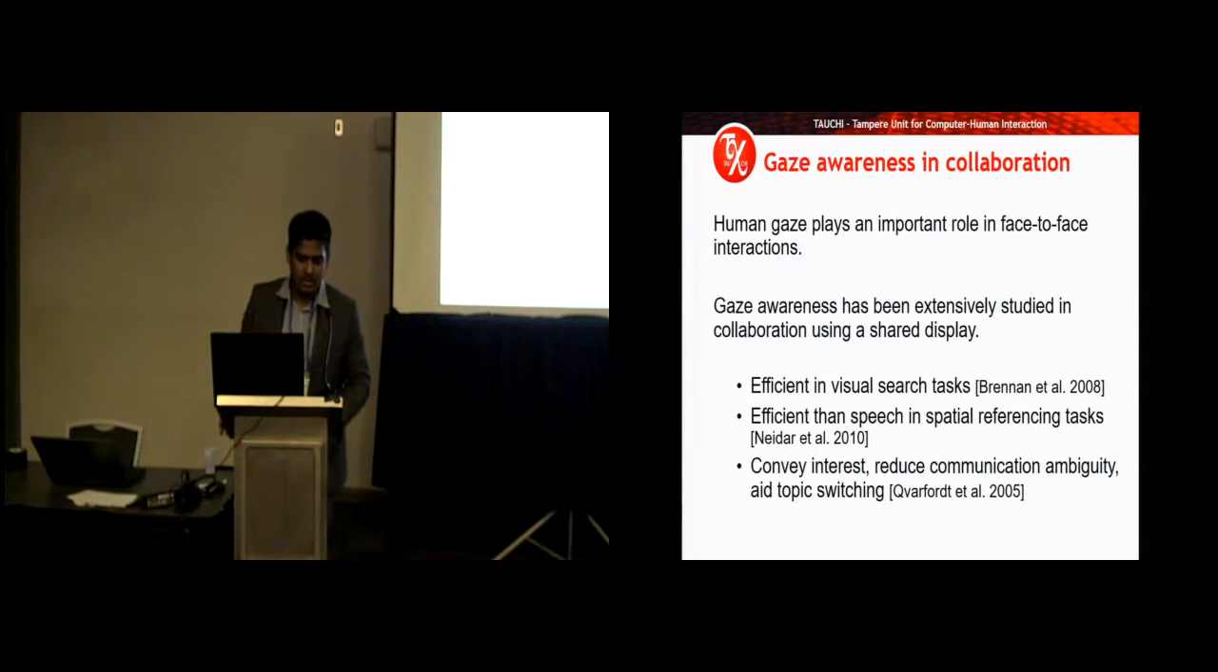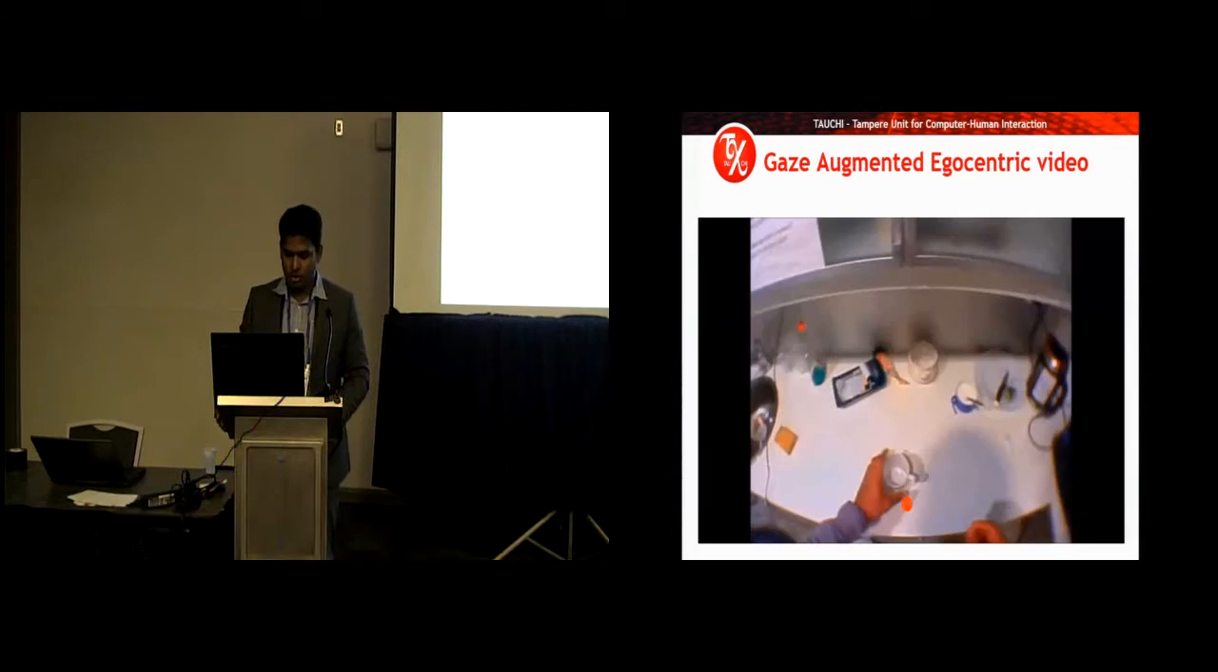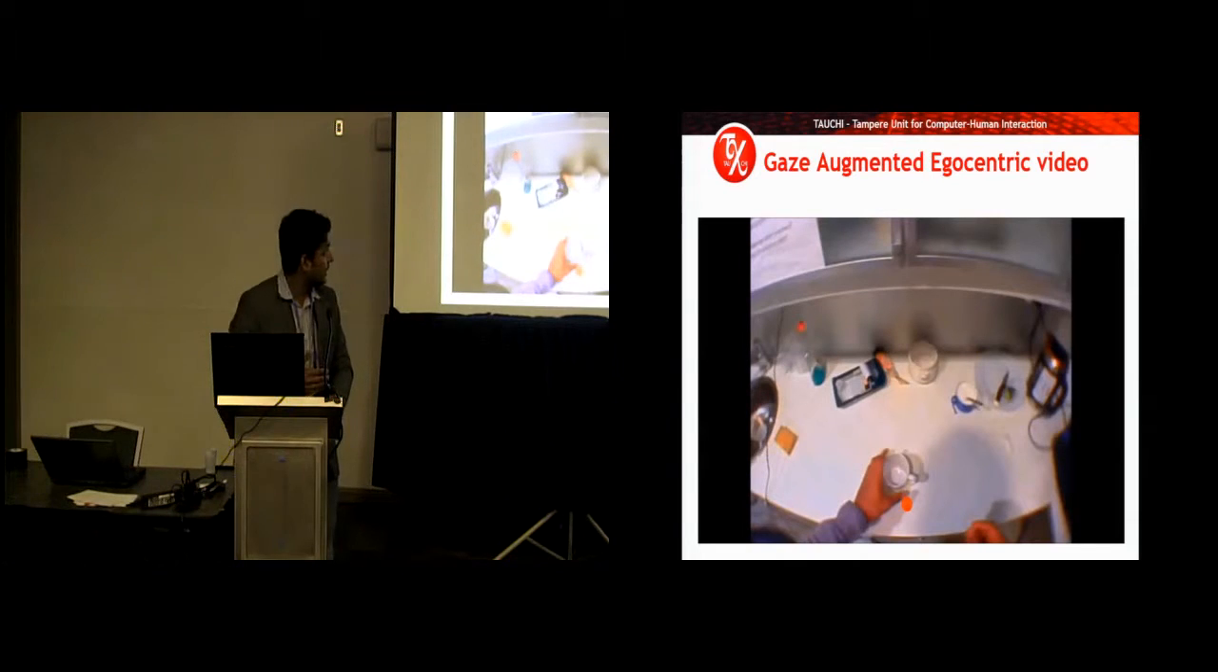And Quadfort and others found that it conveys interest, reduces ambiguity in communication, and aids topic switching. So there have been multiple benefits of gaze awareness in shared display-based collaboration settings. So it, of course, makes sense to apply the same in a scenario based on egocentric video-based collaboration. For example, the video from your head-mounted camera with the additional gaze overlay on it. For example, something like this.